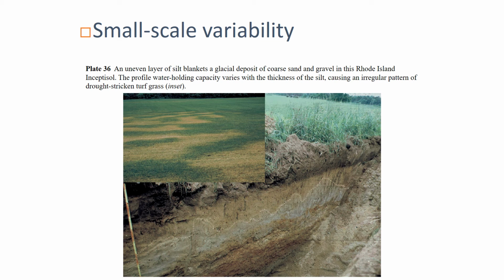We see an uneven layer of silt blankets on glacial deposits of coarse sand and gravel in this Rhode Island inceptisol. The profile water holding capacity varies with the thickness of the silt, which is causing an irregular pattern in the drought-stricken turf grass at the surface.